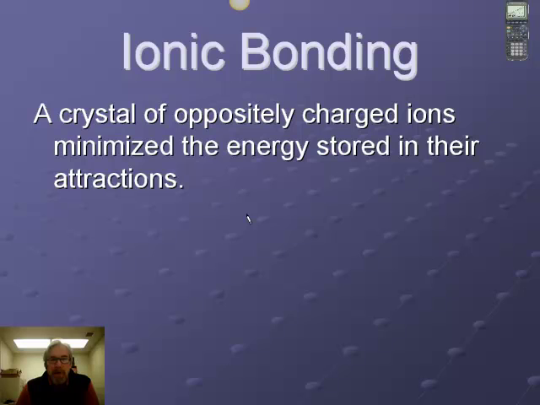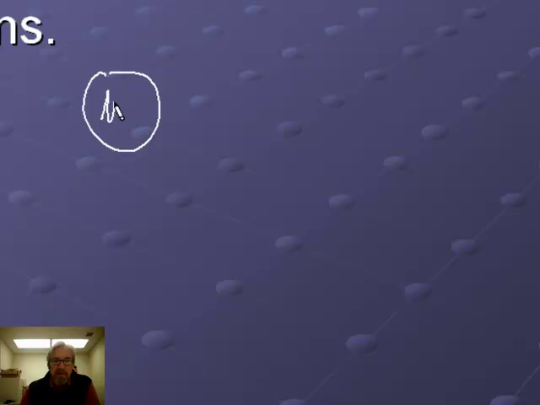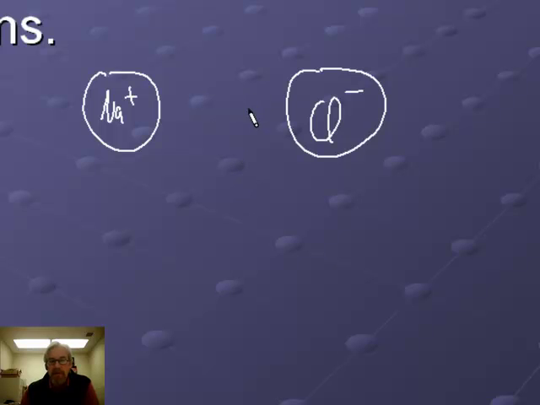How ionic bonding works is that a crystal is formed when oppositely charged ions minimize how much energy is stored in the attractions that they have for each other. So if we have an ion, like a sodium ion, for example, it's a 1+, and a chloride ion is a 1-, they're attracted to each other. And if they're held apart in space, there's energy stored in the fact that they're at a distance from each other, because there is this strong attraction pulling them together.